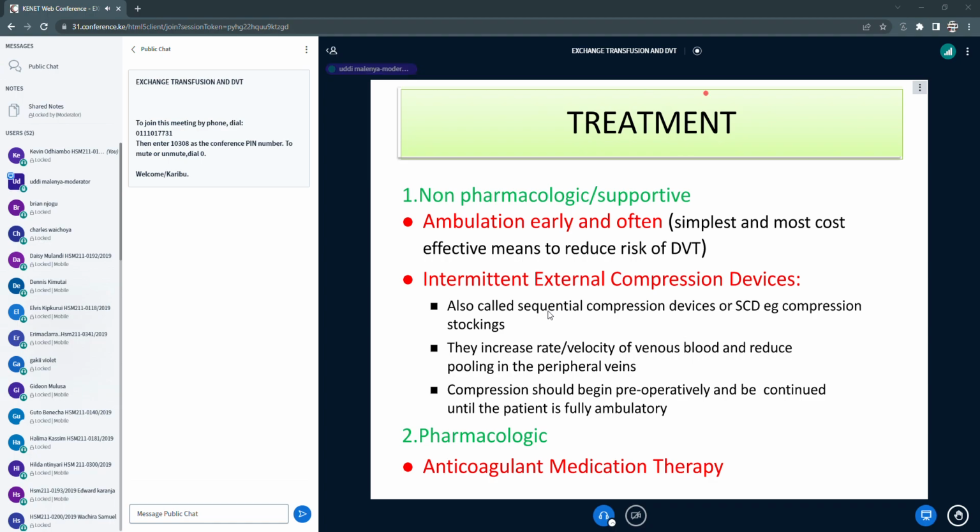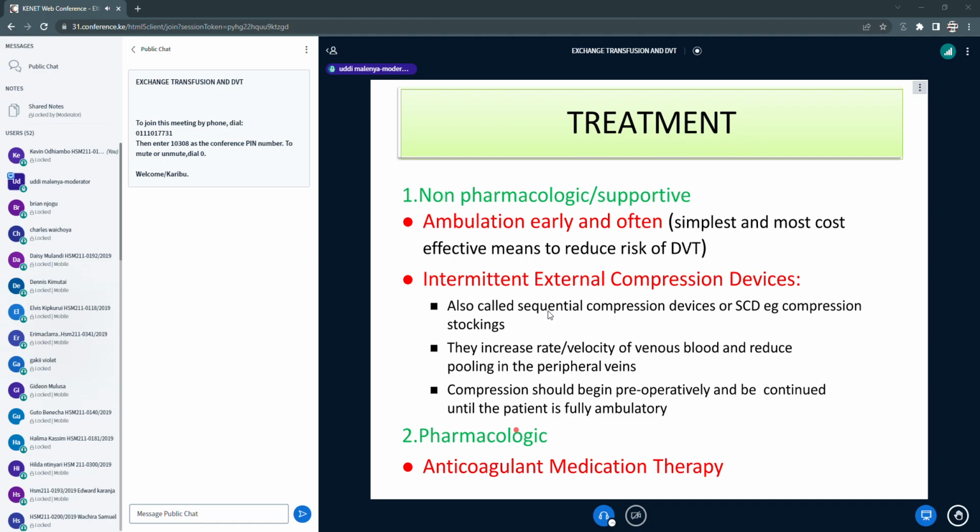Treatment, non-pharmacologic or supportive. Always ensure that the patient is ambulated so that you avoid stasis and immobility leading to DVT. You can use intermittent external compression stockings, which increase the velocity of venous return. Therefore, they help in moving the upward flow of blood back to the heart.